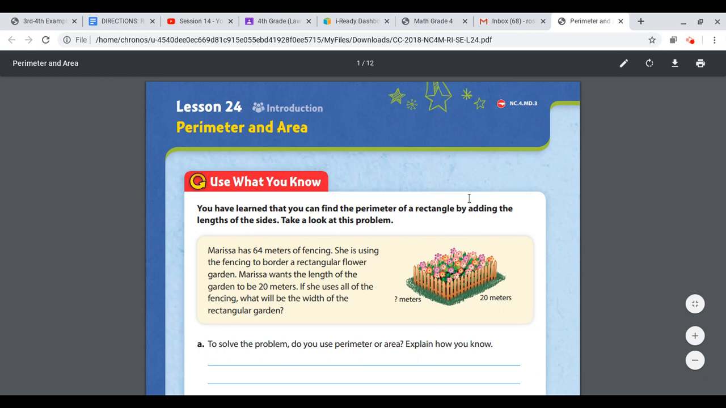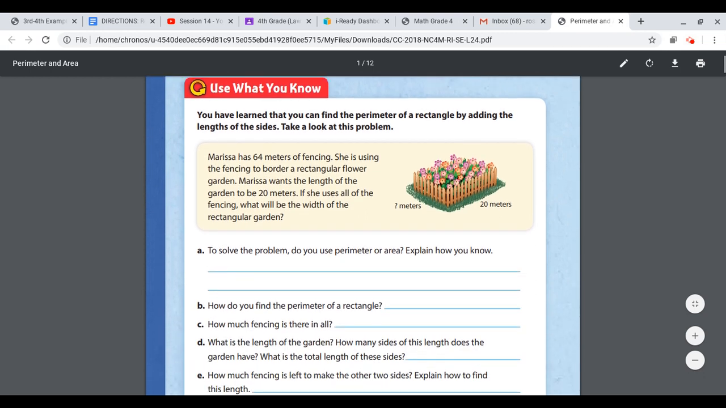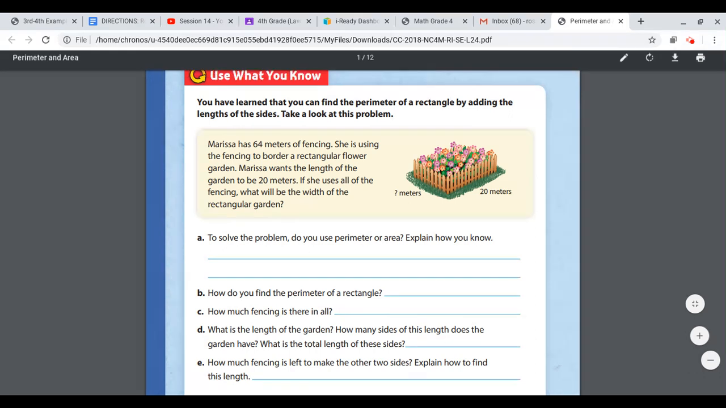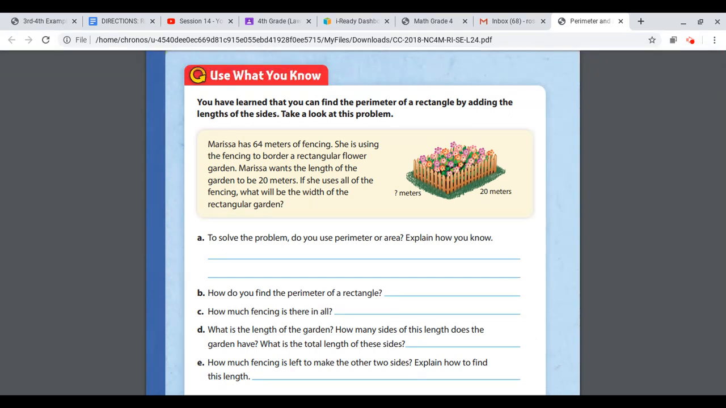Okay, you should be on page 254. I'm going to read it to you, and then we're going to talk about these problems. If you need to pause anytime during the session, you can to write down the answers. You have learned that you can find the perimeter of a rectangle by adding the lengths of the sides. Take a look at this problem.